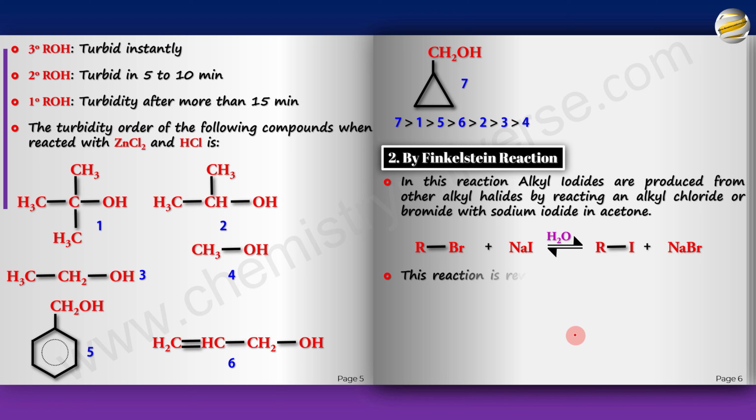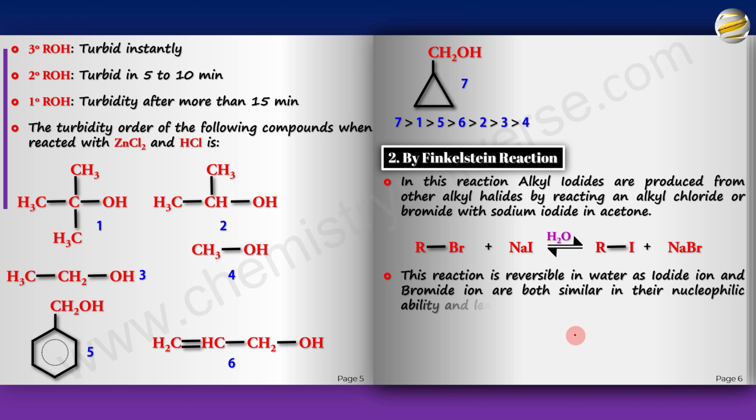So this reaction is reversible in water, as iodide ion and bromide ion are both similar in their nucleophilic ability, of course not the same, as well as leaving group ability. So if I minus can replace Br minus, to some extent Br minus can also replace I minus. Now, we want this in a major amount, which means we want this reaction to be unidirectional. And the way to do that is by changing the solvent.